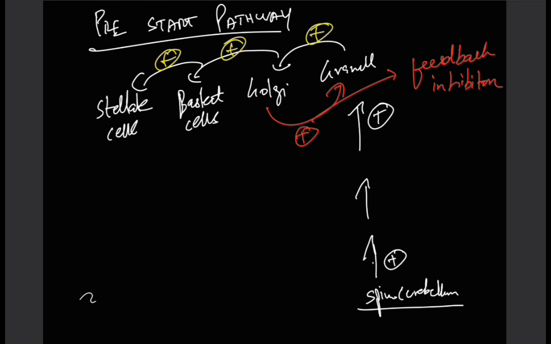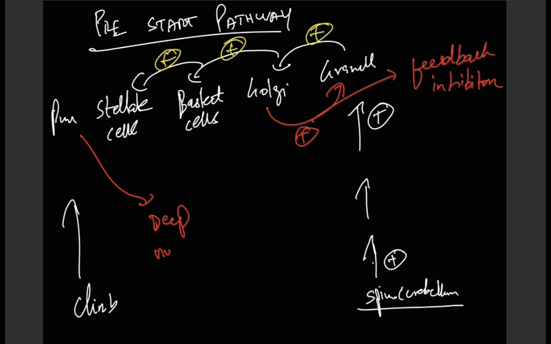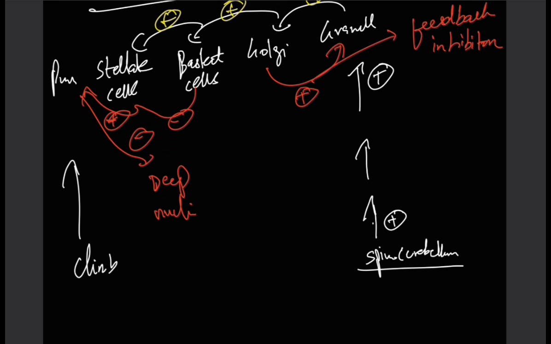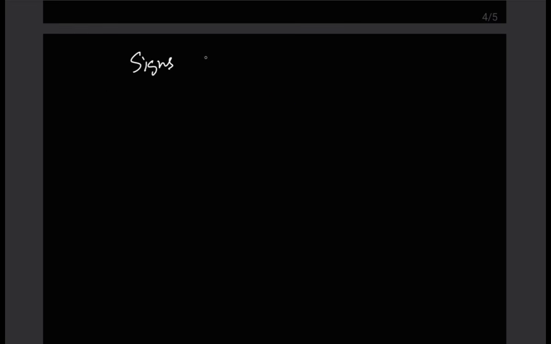On the other side, the climbing fibers will direct to Purkinje cells, and again the Purkinje cells will be inhibiting the deep nuclei. This is also inhibition. I think this is called feed forward inhibition. And again the basket cells and stellate cells will inhibit each other. So this is how the movement is stopped. So this is all about the pre-start pathway.